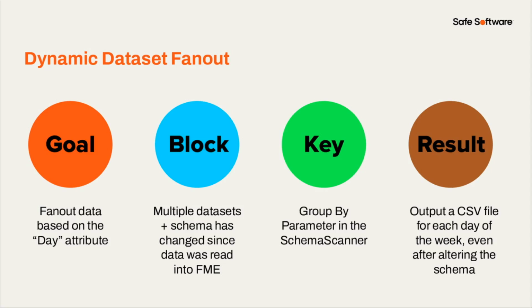Because we have multiple data sets and because the schemas are different, we're going to need to use the schema scanner to rescan the schema and use the group by parameter to then group our data by the day attribute as opposed to having it written out by the different data sets. The result then is going to be a CSV file for each day of the week. And again, that's even after we've altered the schema. So I'll share my screen here.